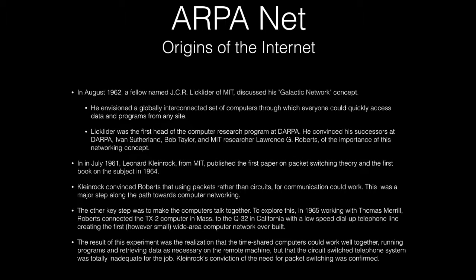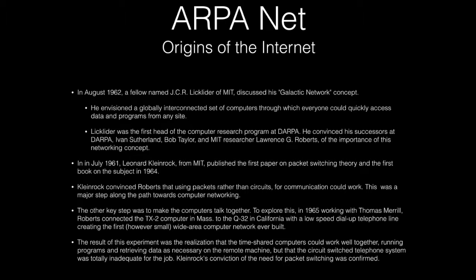So in 1965, a guy by the name of Thomas Merrill, working with Roberts and Kleinrock, they connected a computer in Massachusetts known as the TX2 computer, and another computer in California known as the Q32 computer. I love these names. They connected the two together with a telephone line. They dialed up by hand and created this first wide area computer network across country. Honestly, it was very small, very slow, but the first cross-country computer network where two computers were talking together in a non-classified environment was in 1965.